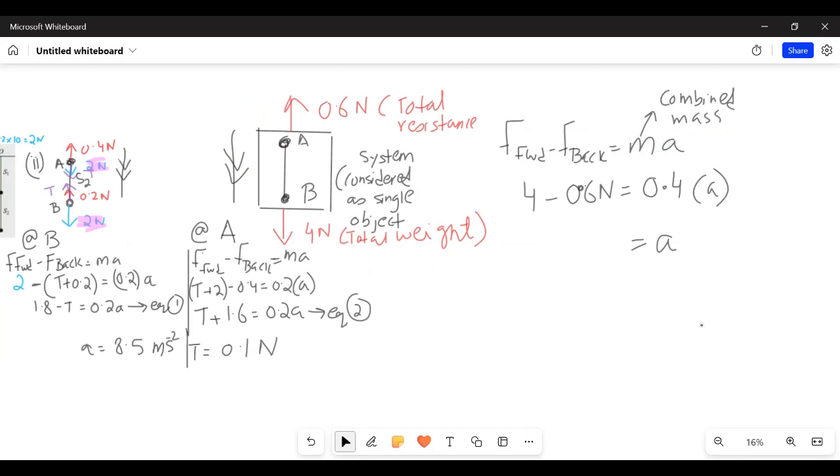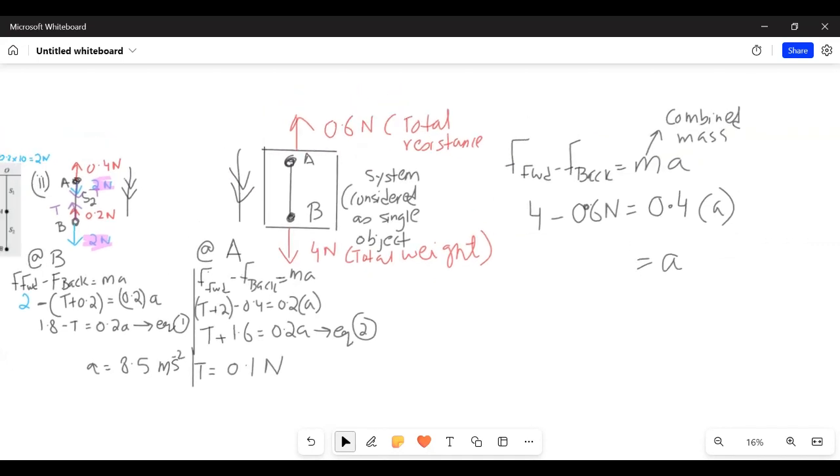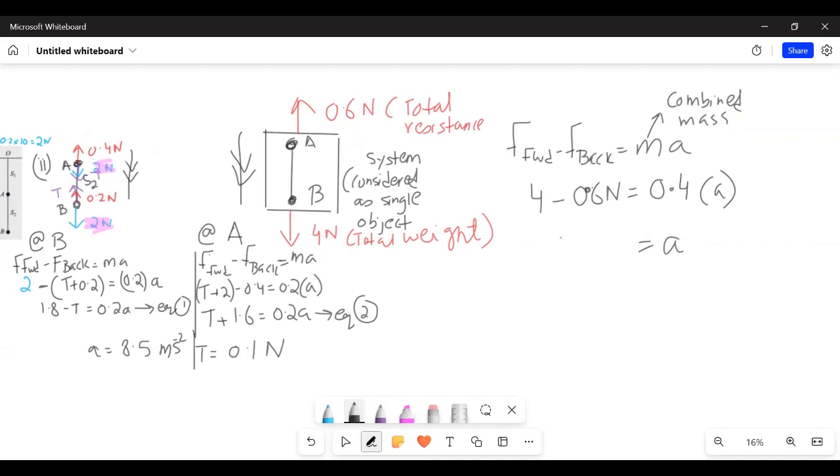आती है 8.5। ठीक है, तो 8.5 न्यूटन्स, sorry, 8.5 meters per second square. Okay, now once you have A, now you need to apply the F forward minus F backward is equals to MA formula on either particle A or particle B to find tension.